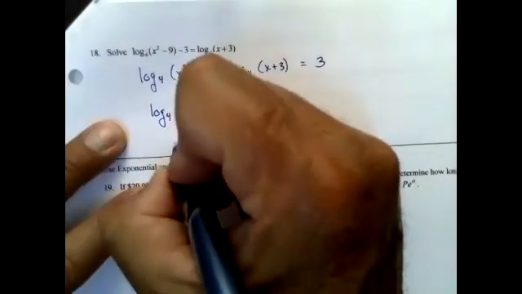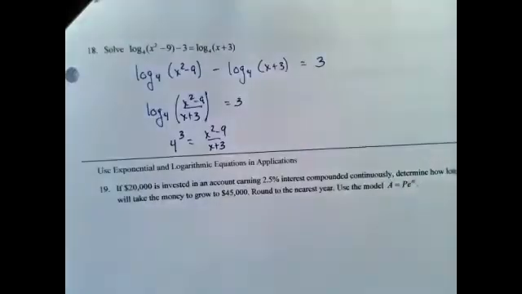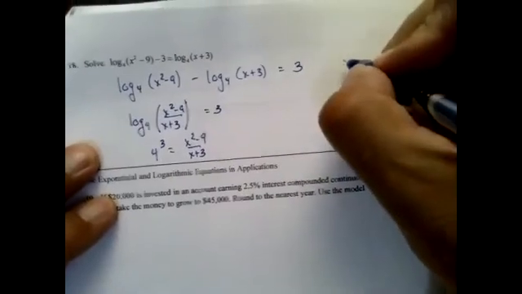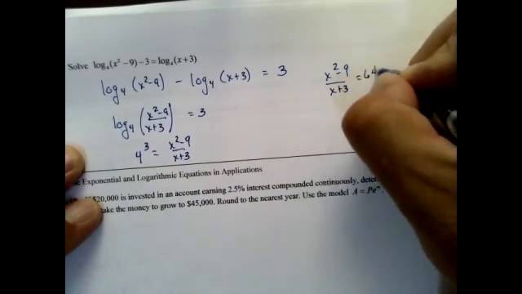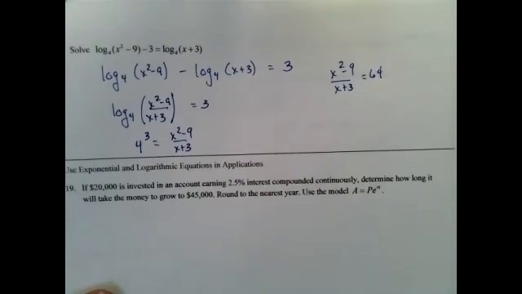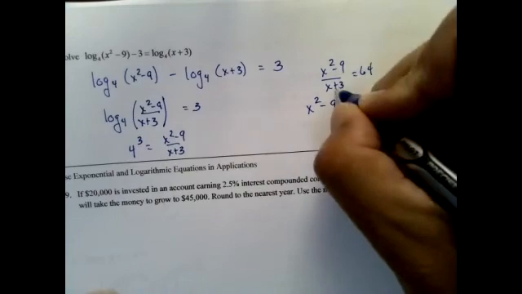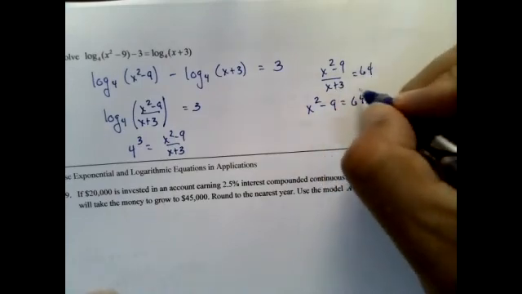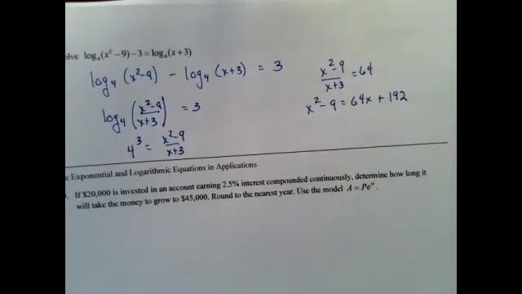Let's see. 4 to the 3rd power equals (x squared minus 9) over (x plus 3). And we all know what 4 cubed is. (x squared minus 9) over (x plus 3) equals 64. Oh boy. X squared minus 9 equals 64x plus 192. What a mess. Can't we factorize x squared minus 9?